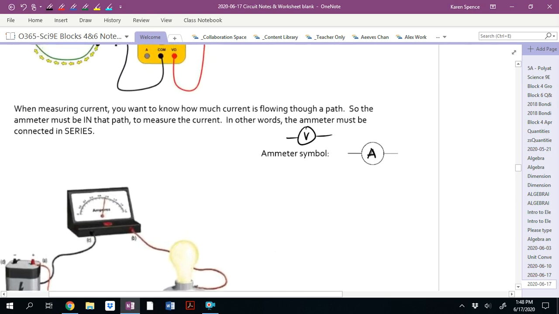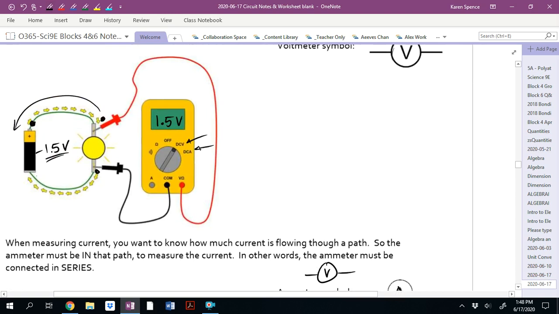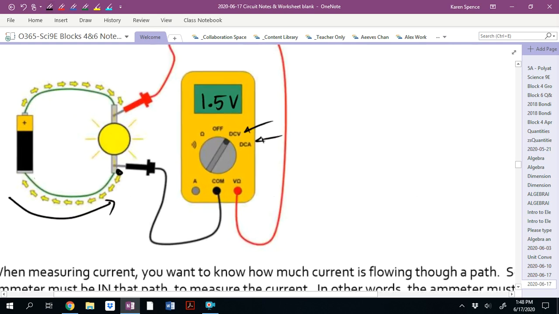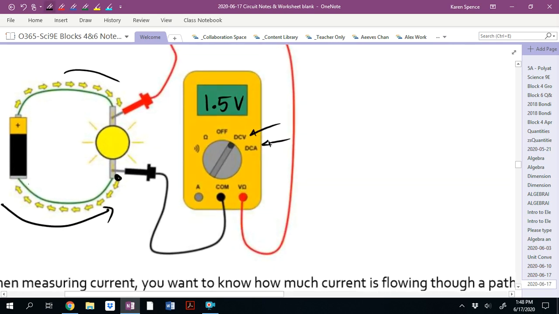Let's draw these circuit diagrams. Oh, by the way, my electrons are moving this way, so why the heck are my arrows going the other way? This is my electron flow. What are these yellow arrows showing? They are showing conventional current.